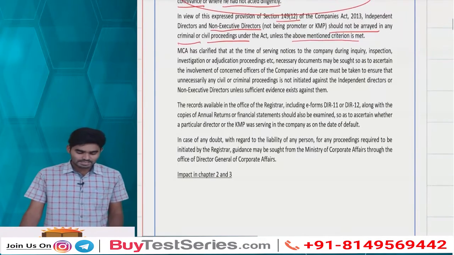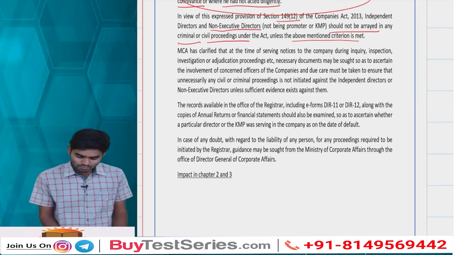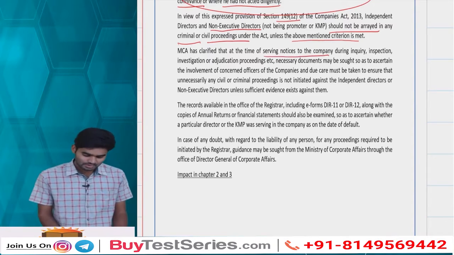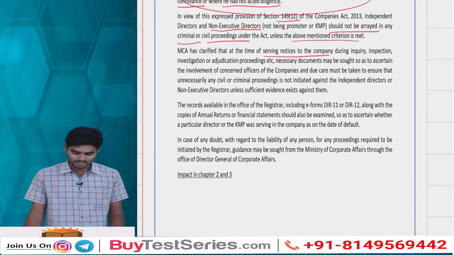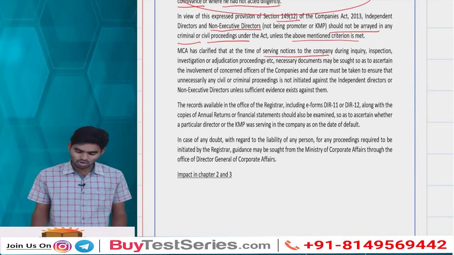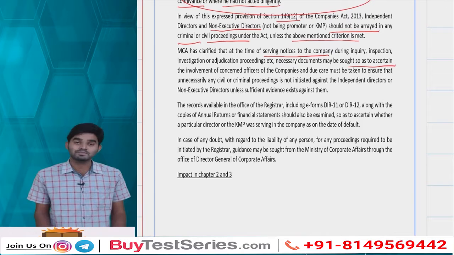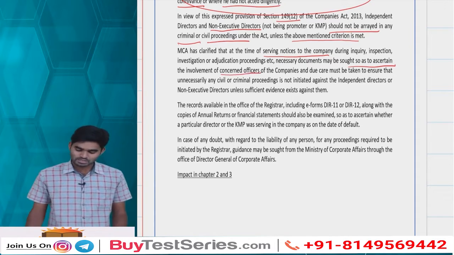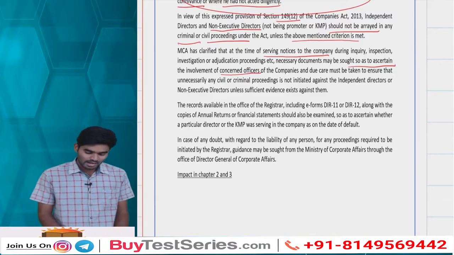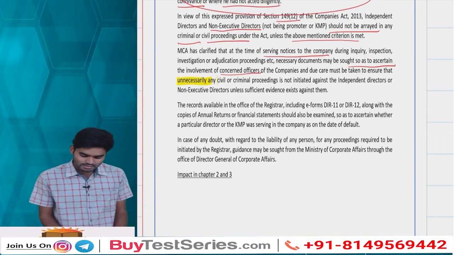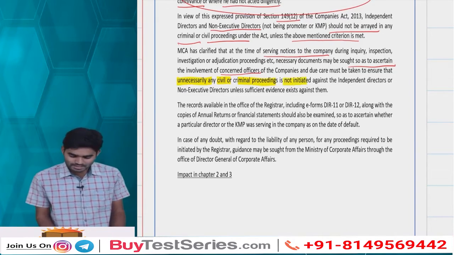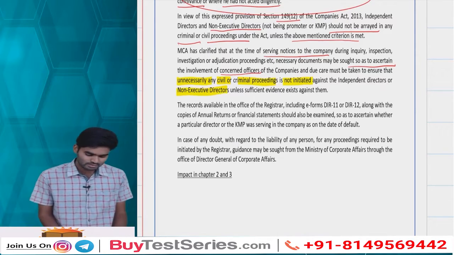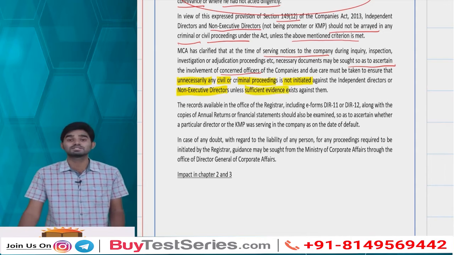Then MCA has clarified that at the time of serving notice to the company during inquiry, inspection, investigation or adjudication proceedings, etc., necessary documents may be sought so as to ascertain the involvement of concerned officers of the companies, and due care must be taken to ensure that unnecessarily any civil or criminal proceedings is not initiated against the independent directors or non-executive directors unless sufficient evidence exists against them.